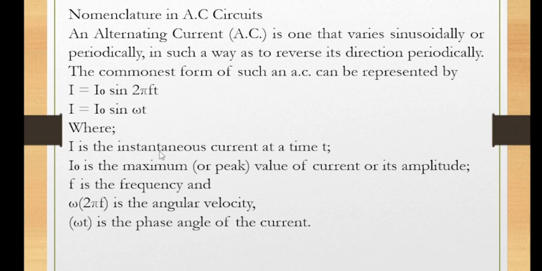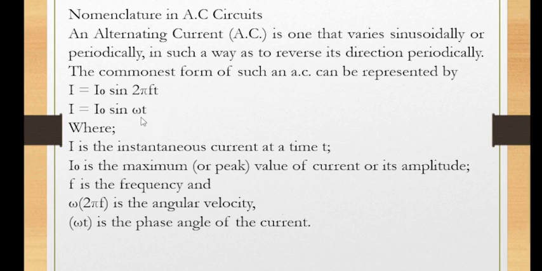So I is called the instantaneous current, that is current at a particular time, at an instant time. So it's called the instantaneous current at a time t. I naught is the maximum or peak value of the current or its amplitude. Yes, f is the frequency, and omega, 2πf, is the angular velocity.